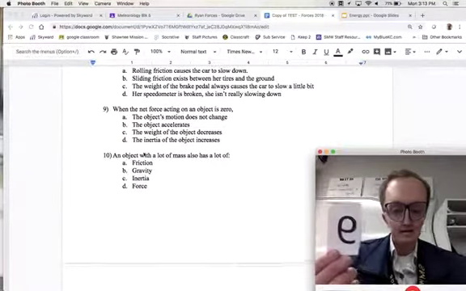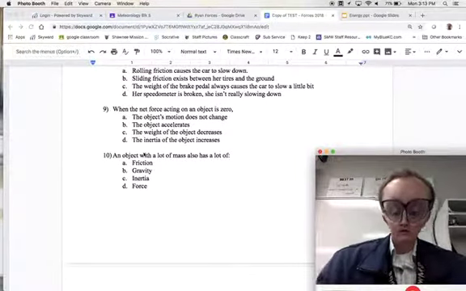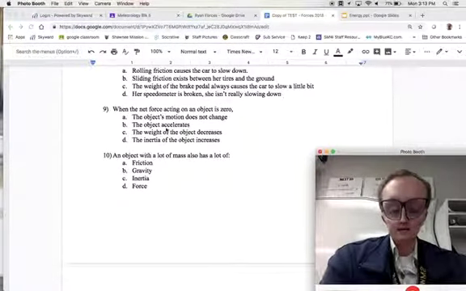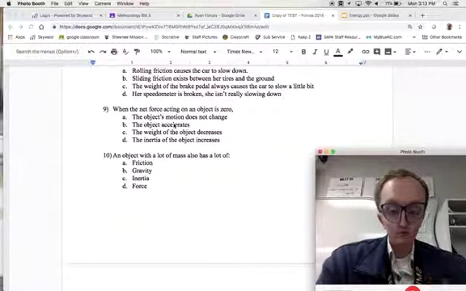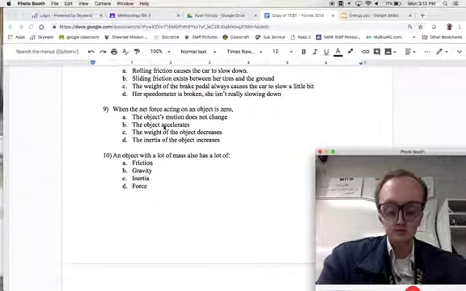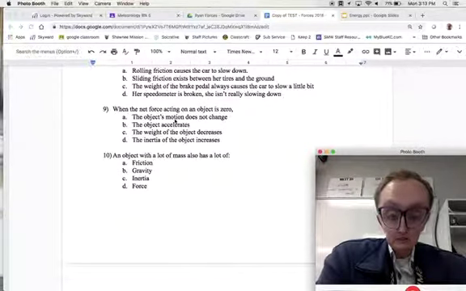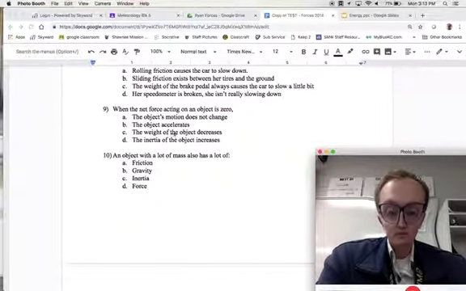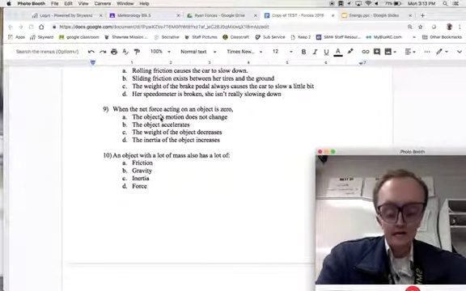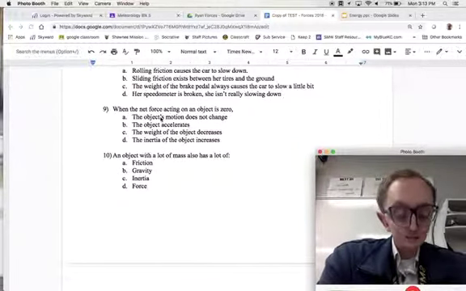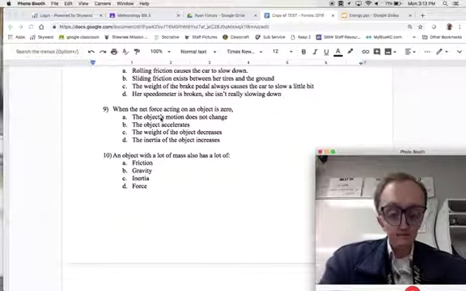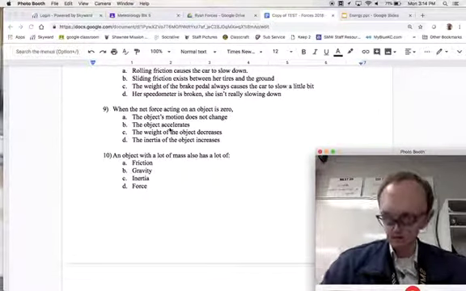Number 9. When the net force acting on an object is 0, which of these is true? The object's motion does not change, the object accelerates, the weight of the object decreases, or the inertia of the object increases? It's A. The object cannot accelerate, can't speed up or slow down if the net force is 0.